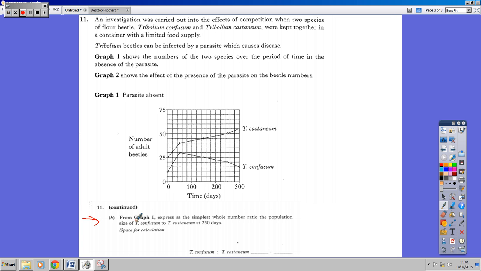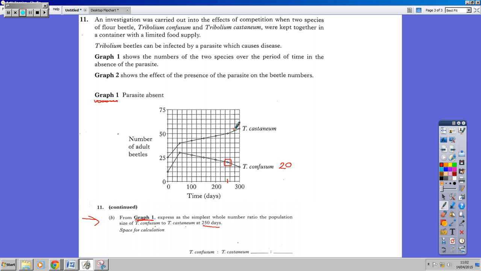The first thing you need to take into account is information from graph 1. I've only taken graph 1 out to show you, but in an exam you need to make sure you take information from the correct graph, and it's at 250 days. If we go along here, each of these is worth 20, so 200, 220, 240, and 250 is this part here. We're looking for the ratio of T. confusum to T. castaneum. T. confusum is this value here, and there are 5 boxes up to 25, so each of these boxes is worth 5 beetles: 5, 10, 15, 20.